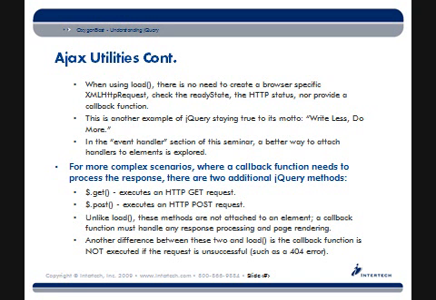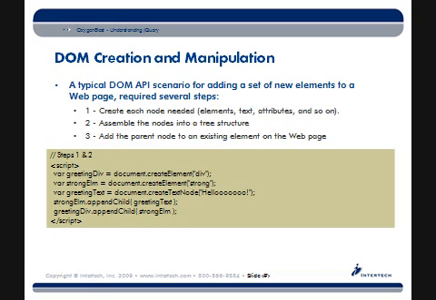For some more complex scenarios, you may find that you need other functions, and jQuery does provide them. You should look up the .get, which will execute a GET request, and .post. One main difference between the GET and POST is that you don't attach this to a particular element. They're just global functions that you call. Another difference is that the callback function you would pass in there is not executed if the request is unsuccessful.